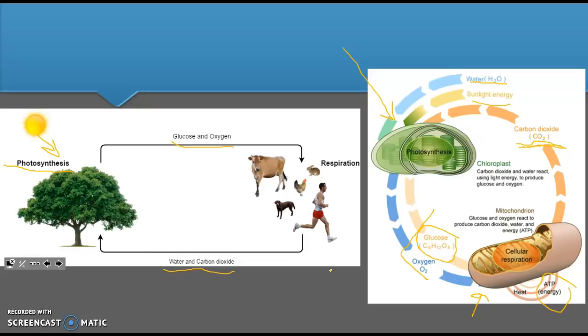It's really important to understand the reactants and products of each one of these reactions. When we look at the chloroplast, once again, it uses sunlight energy, water, and carbon dioxide, and the products are glucose and oxygen. Mitochondria, which makes ATP energy, uses glucose and oxygen to create that ATP energy and carbon dioxide. So those are the products.